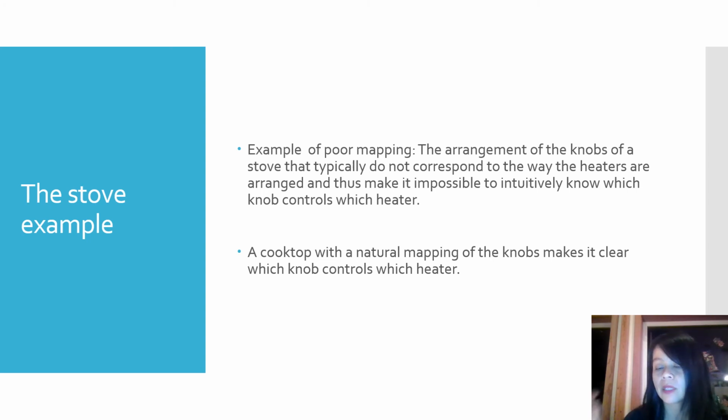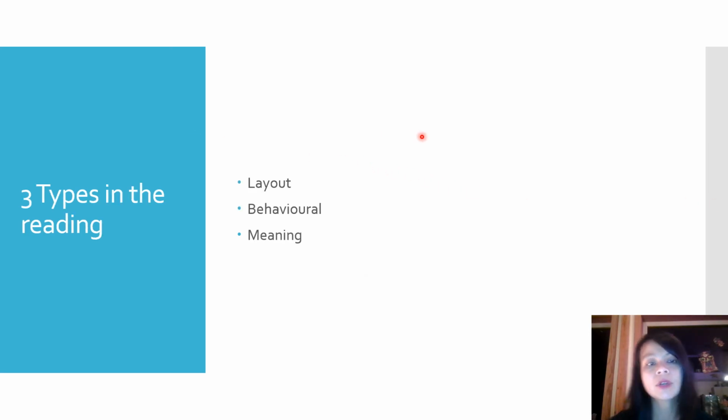So the knob on the right should be the heater on the right, the one on the left should be the heater on the left, and it could also have a diagram where it shows, you know, which burner it's heating up. I think your reading goes over this example as well. Your reading also goes on to talk about 3 different kinds of mapping. There's layout, where it talks about the stove, and the stove has that little picture, and it should really map to the correct burner.